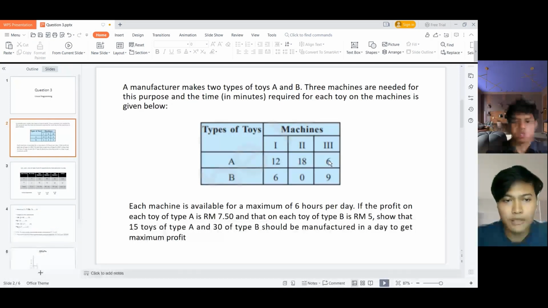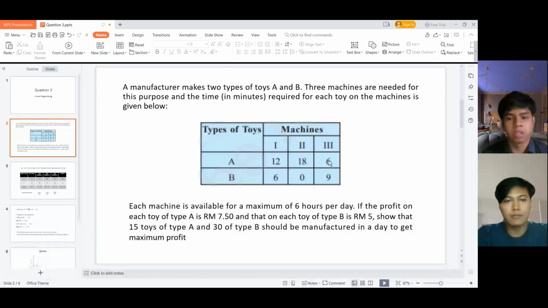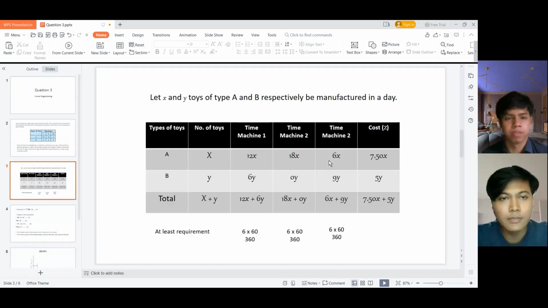If the profit on each toy of type A is RM7.50 and type B is RM5, we need to show that 15 toys of type A and 30 of type B should be manufactured in a day to get maximum profit. So in this table we will let X and Y be the toys of type A and B respectively. So X represents type A toys and Y represents type B toys.